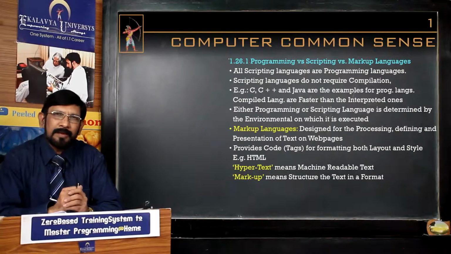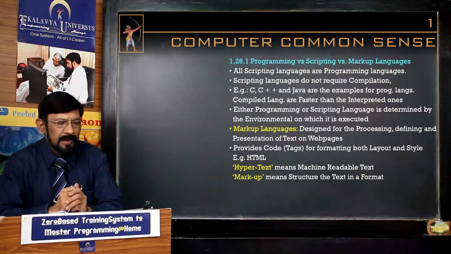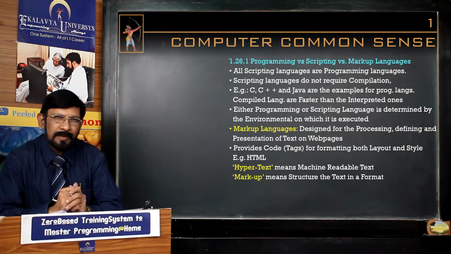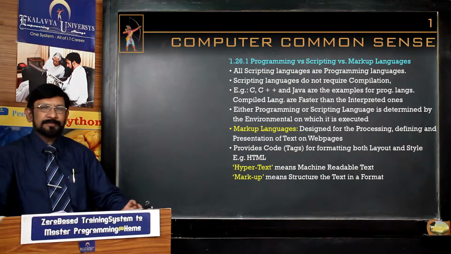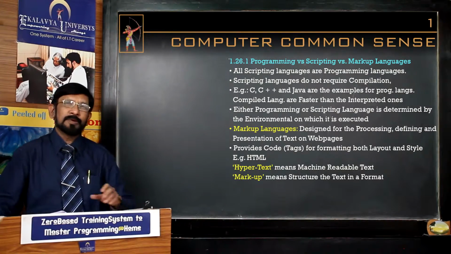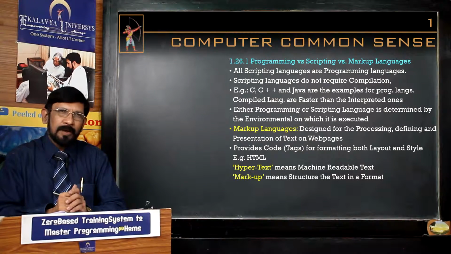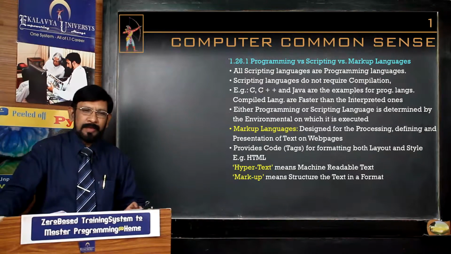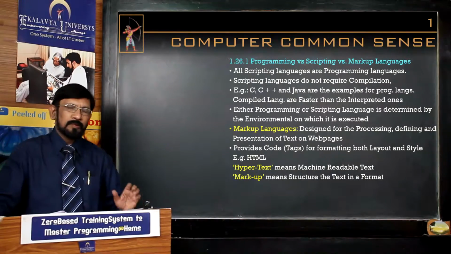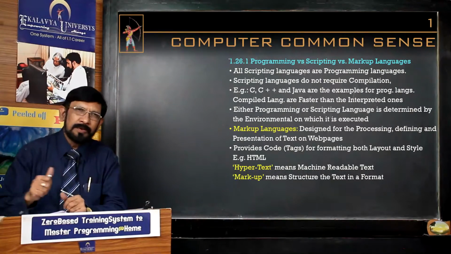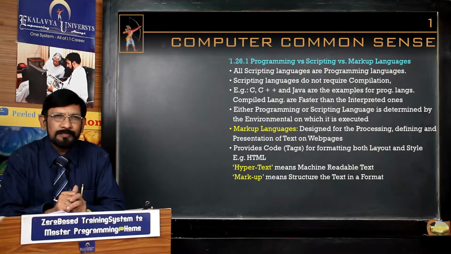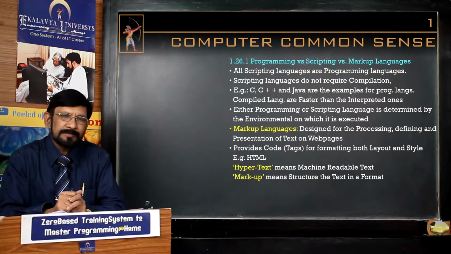Hello friends, now let us take up concept number 26, 1.26, some important concepts. This is the last concept in this chapter, computer common sense. In this topic, I would like to explain a few programming terms which are frequently used in our programming studies.